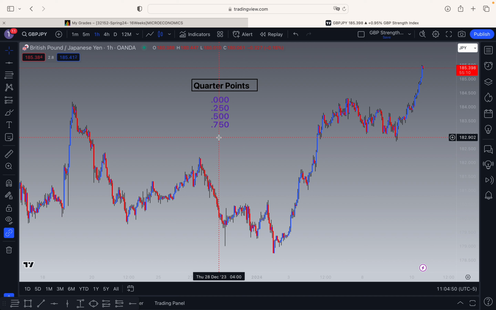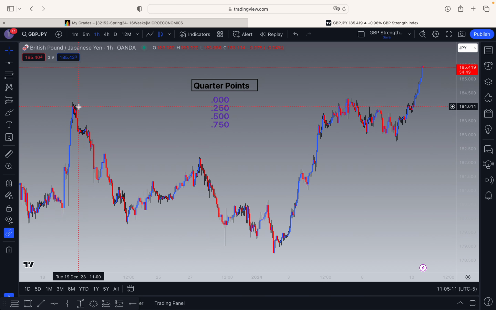In this video, I'm going to help you better understand this technical analysis tool, which is quarter points. So what is a quarter point? A quarter point are these four different types of prices. It's basically when you divide price into four different sections.